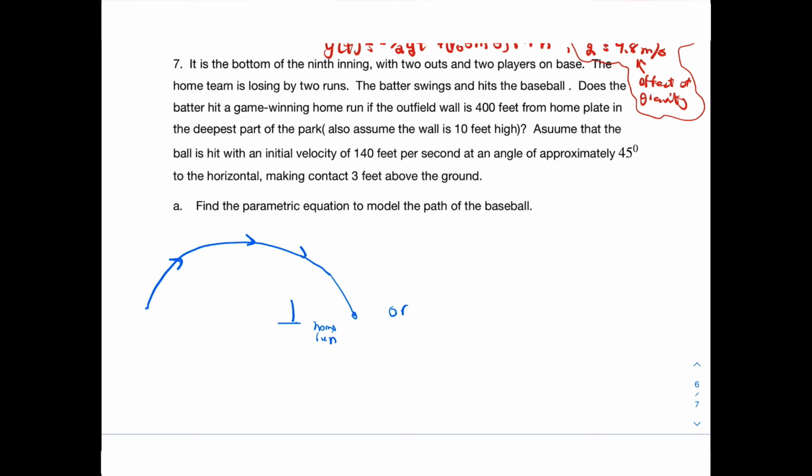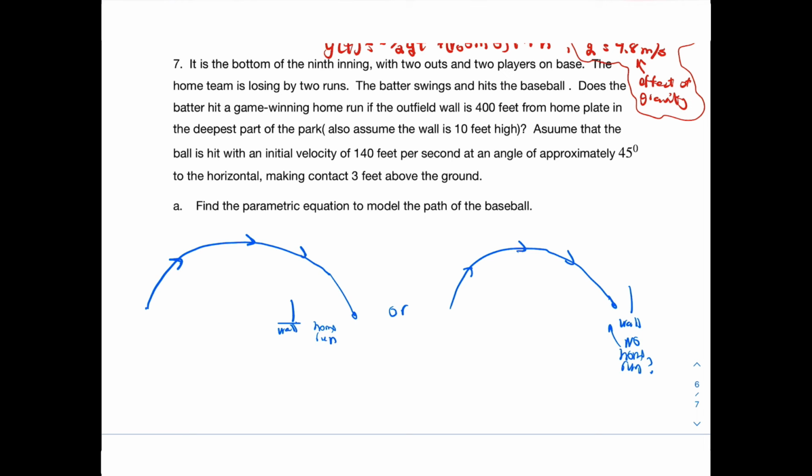The other possibility is we hit the ball, and it follows this parabola path, goes this way as time goes by, but it hits the ground or hits the wall and never makes it over the wall. If it hits the wall or hits the ground before the wall, no home run, and they don't win the game. So this is the idea from the reading.